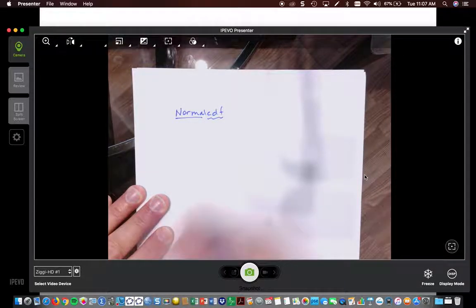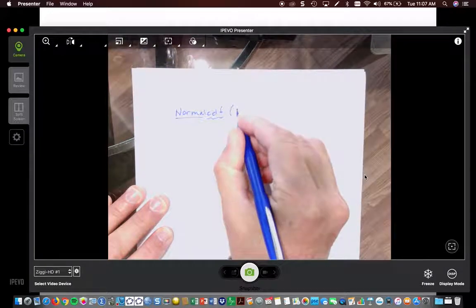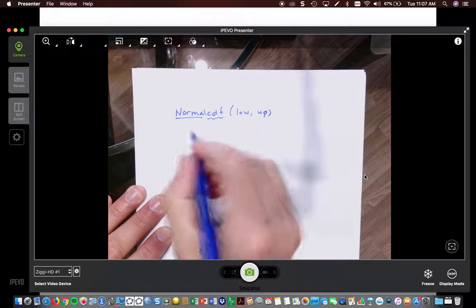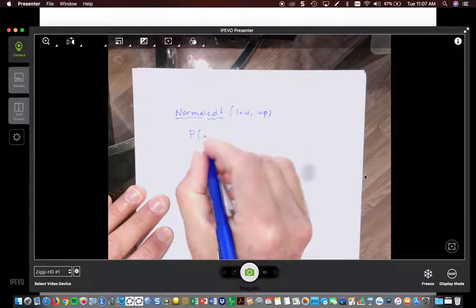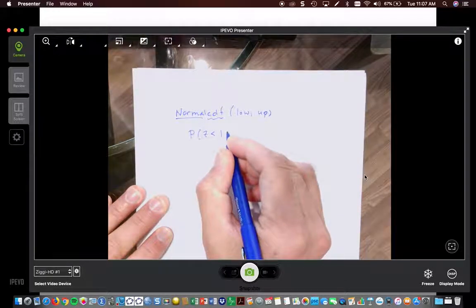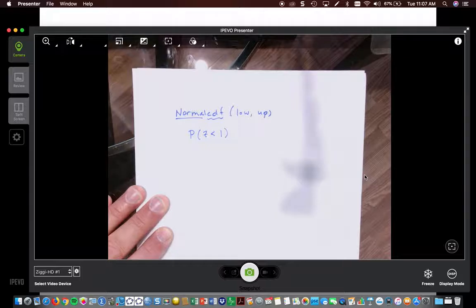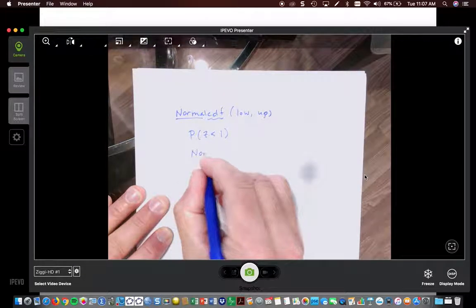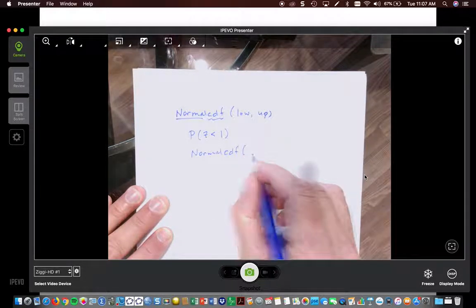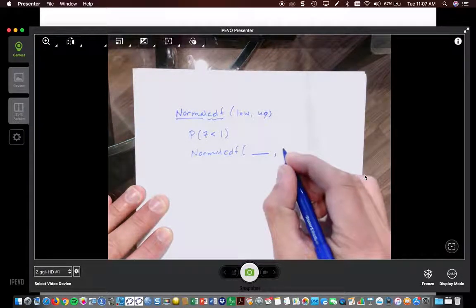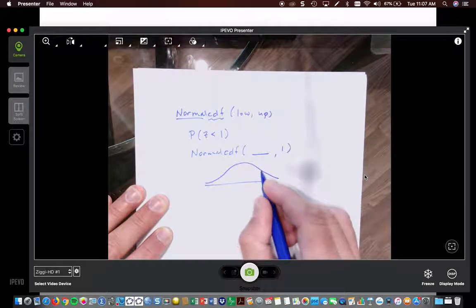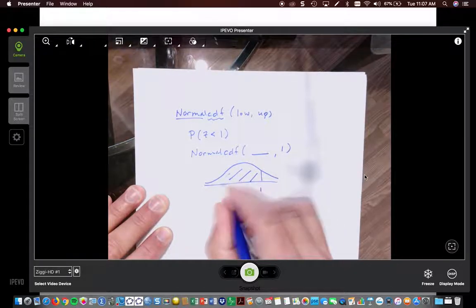The way that this is going to work is the calculator is going to ask me to give a lower value and an upper value. So if I wanted to know what is the proportion of z-scores that are less than 1, on the calculator, I'm going to put in normal CDF. The lower bound is going to be some number, and the upper bound is going to be 1, because I'm looking for the probability that z is less than 1. I'm looking for this area over here.